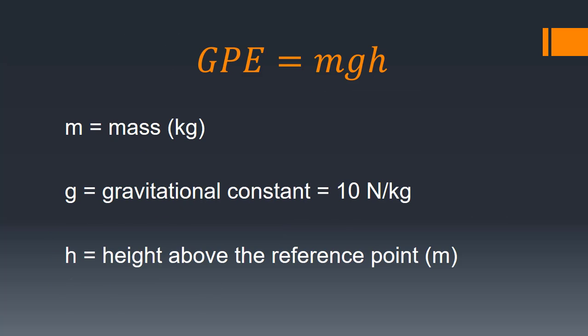From our lab, we found that the amount of gravitational potential energy has to do with not only the height, but also the weight of our object. We are applying some force to move an object some distance, and in this case, we are moving the mass up against the force of gravity. So gravitational potential energy is the mass of the object times the gravitational constant times the height we raise it up.